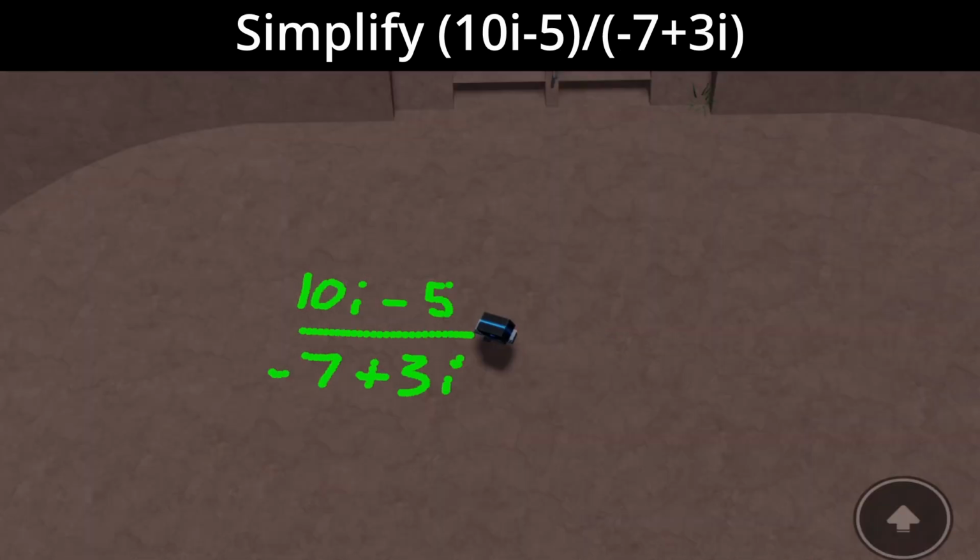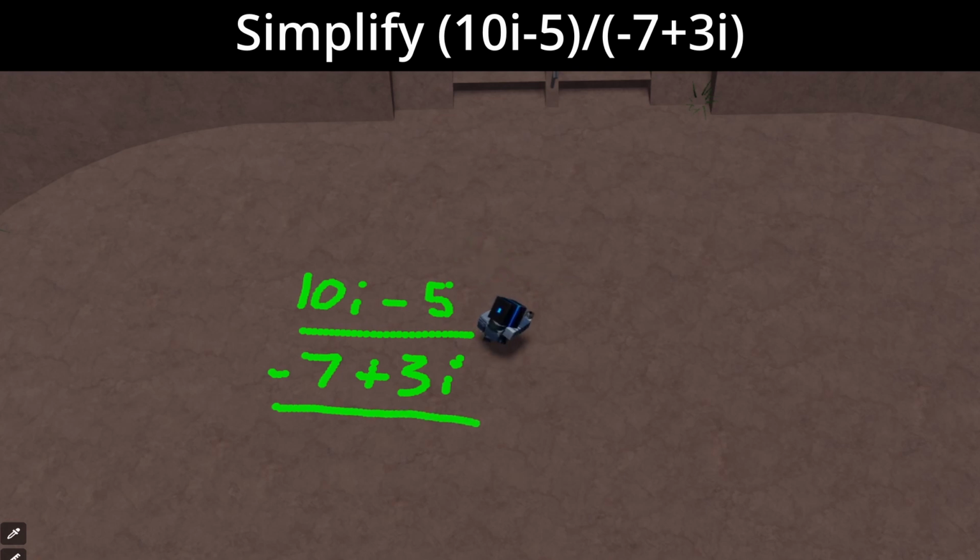In this problem, we have 10i minus 5 divided by minus 7 plus 3i. As always, we don't like having a complex number in the denominator, so we need to find a way to get rid of it. To do that, we need to find the complex conjugate of the denominator.